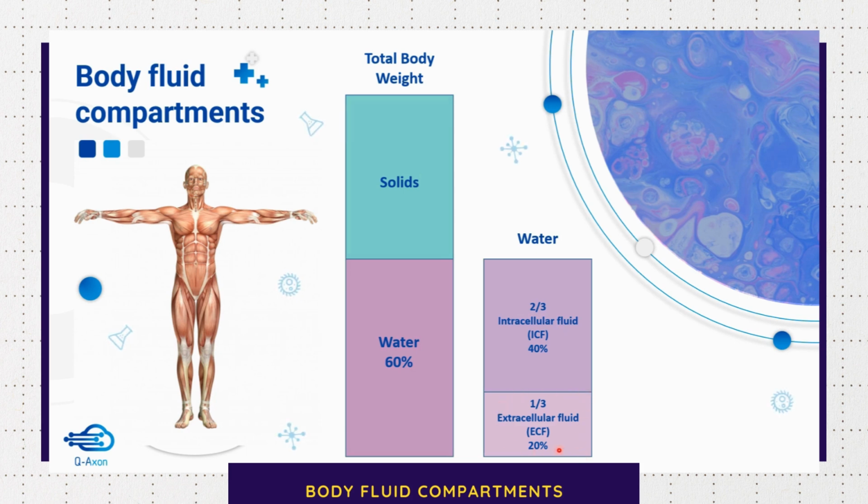Now in this ECF also we saw that there are two major compartments, that is the interstitial space where the fluid present is known as interstitial fluid, and then there is plasma. So this 20% is further divided into 3/4 and 1/4. So this 15% is present in the interstitial fluid and the rest 5% is in plasma. By knowing this percentage, we can actually calculate the amount of water present in various compartments if we know the body weight of a person.